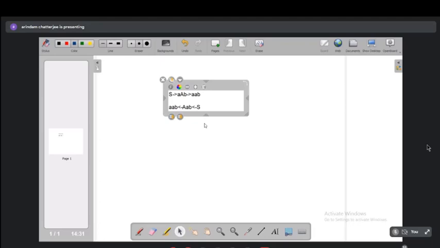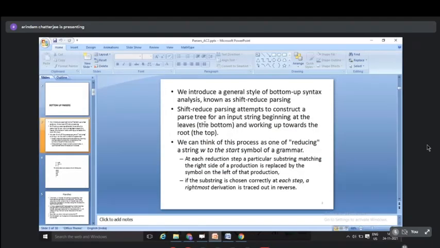So here not only the rule but identifying the substring to be reduced is also important, and that is at the heart of the bottom-up parser, at least the ones we are going to discuss. So it is not as easy as a top-down parser. What the shift-reduce type of parsing activity does is construct the parse tree for an input string beginning at the leaves and working towards the root. So this is the general form.